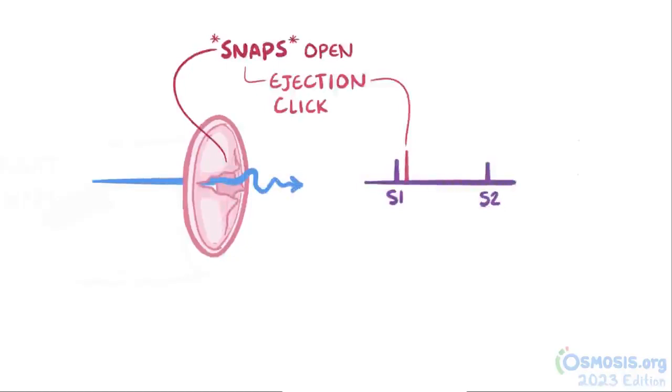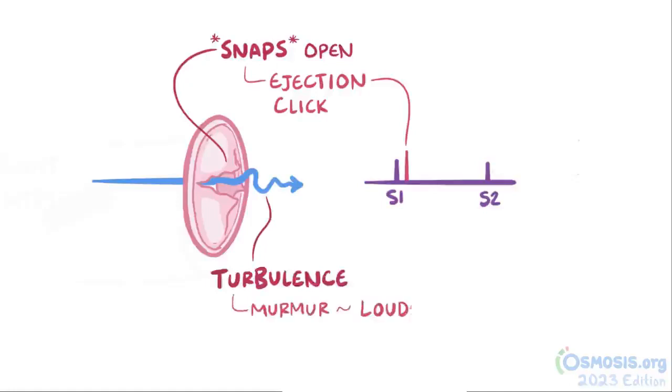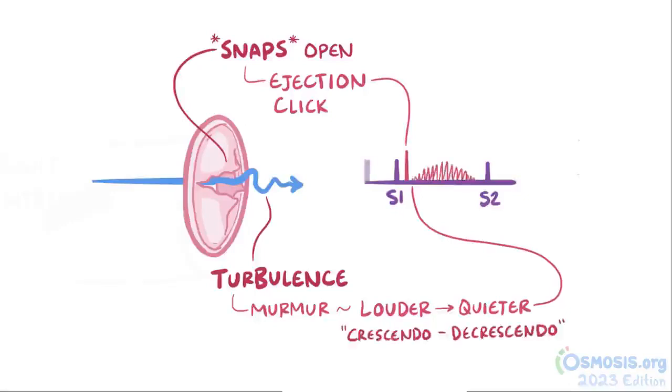Also, since the blood has to flow through a narrow opening, there ends up being turbulence after, which creates a noise or a murmur, which gets louder as more blood flows past the opening, and then gets quieter as the amount of blood flowing subsides, because there's less in the ventricle. This sound is described as a crescendo-decrescendo murmur.